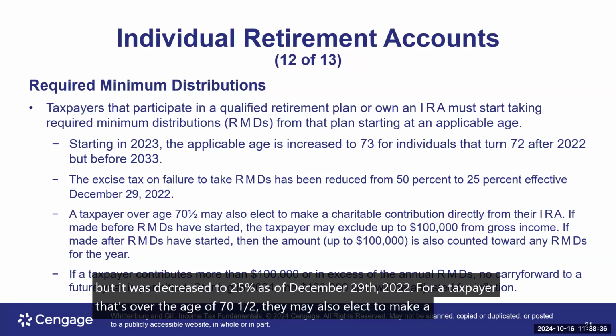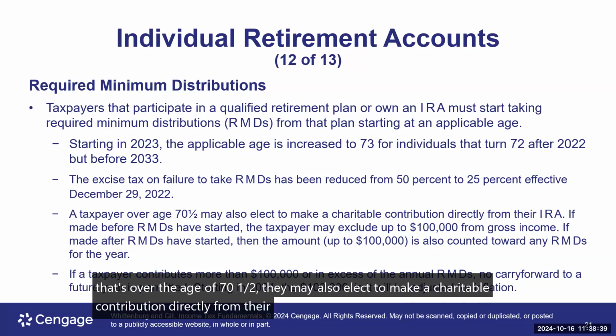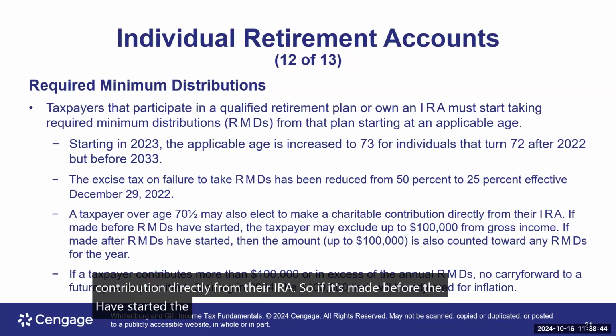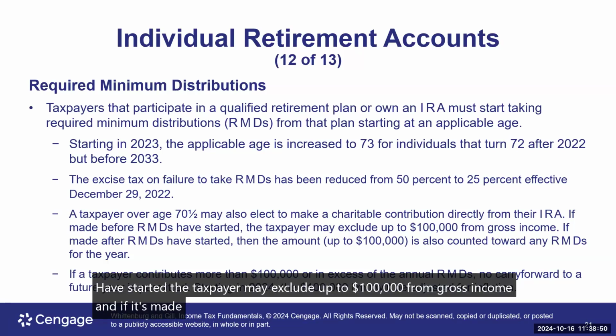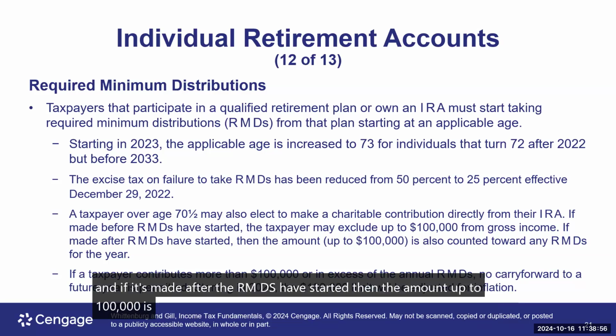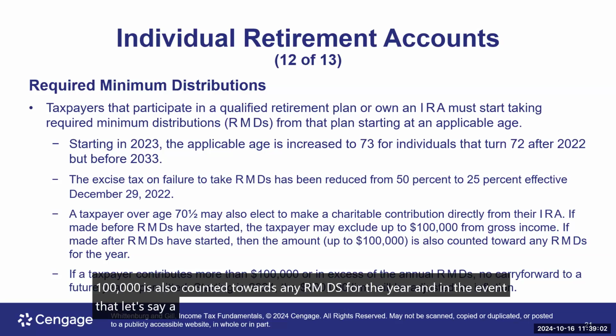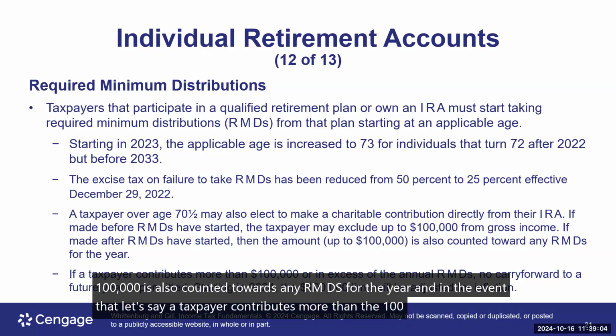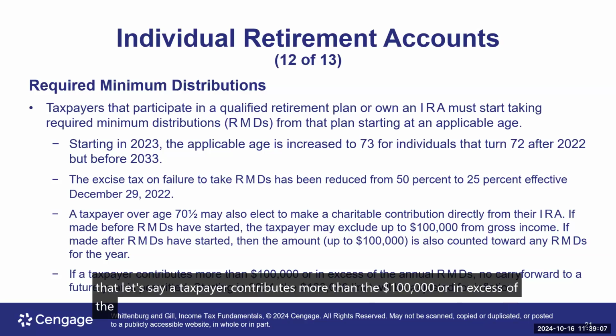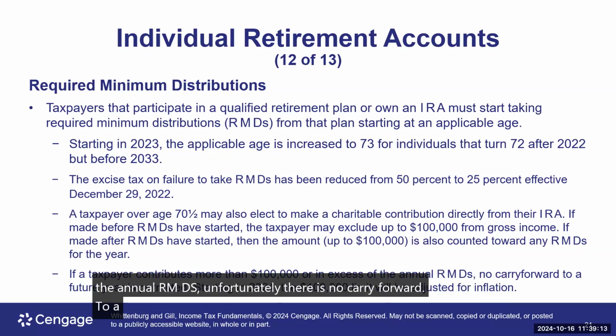If it's made before the RMDs have started, the taxpayer may exclude up to $100,000 from gross income. If it's made after the RMDs have started, then the amount up to $100,000 is also counted towards any RMDs for the year. And in the event that a taxpayer contributes more than the $100,000 or in excess of the annual RMDs, unfortunately, there is no carry forward to a future year. So something to definitely keep in mind.